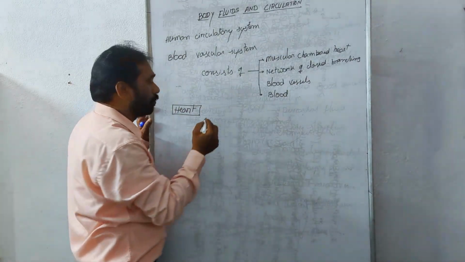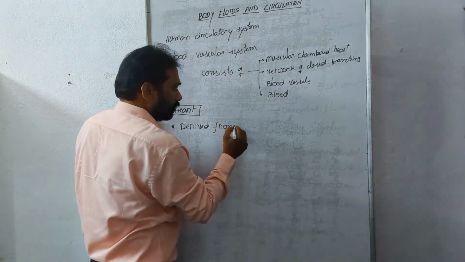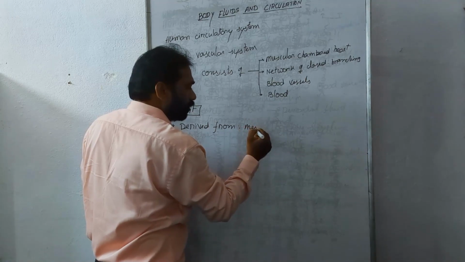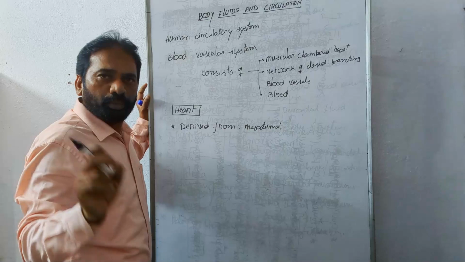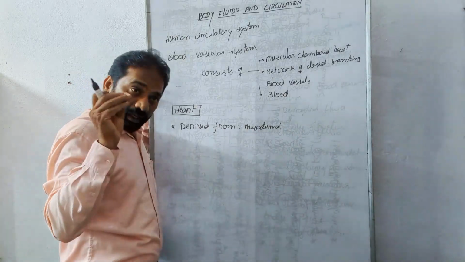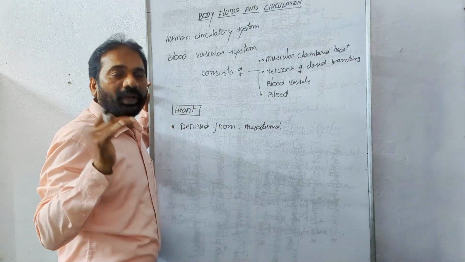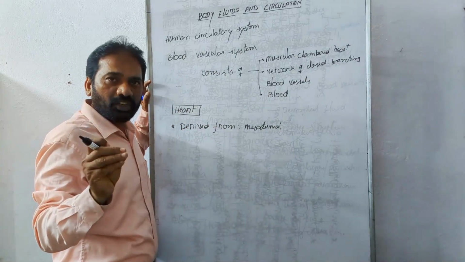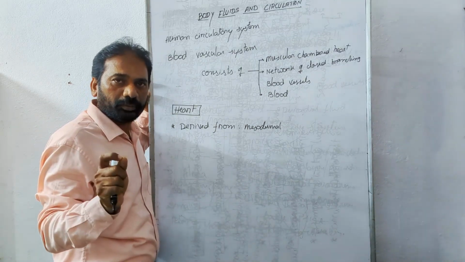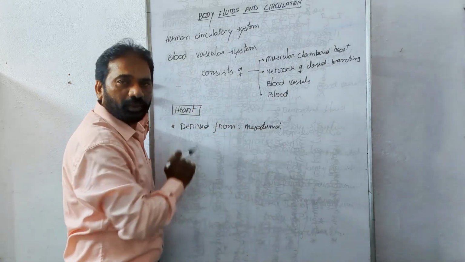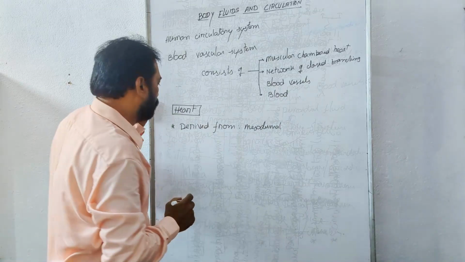Heart derived from mesodermal. You know very well, particularly these chordates, invertebrates, these human beings, these are triploblastic organisms. The triploblastic organisms, three germ layers are there. One is ectoderm, then mesoderm and endoderm. Here, this heart is formed from the mesoderm. That's why this is derived from the mesodermal origin.